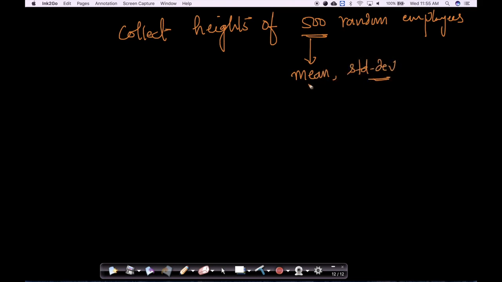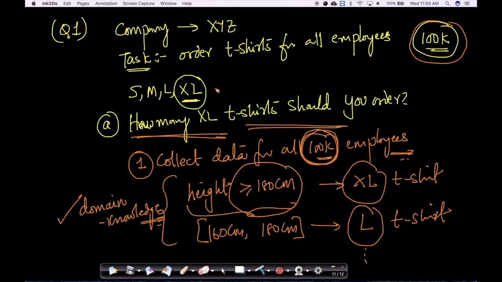I will estimate. This mean and standard deviation is actually a sample mean and sample standard deviation. It's not the population mean and population standard deviation. But I'm assuming that the sample mean and sample standard deviation are close to them. Again, this is an approximation. Now, again, here are the steps.